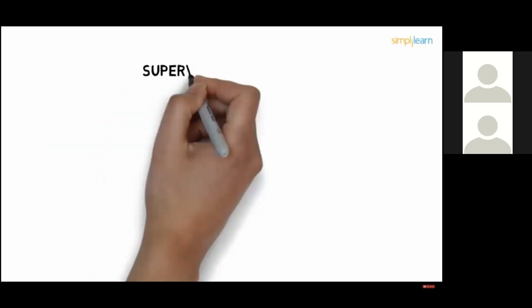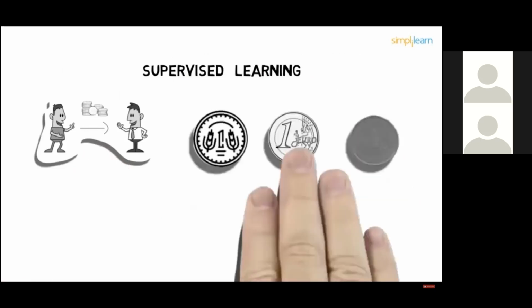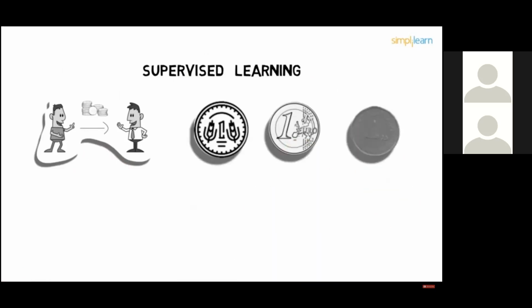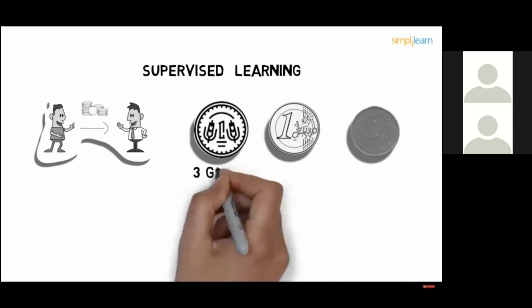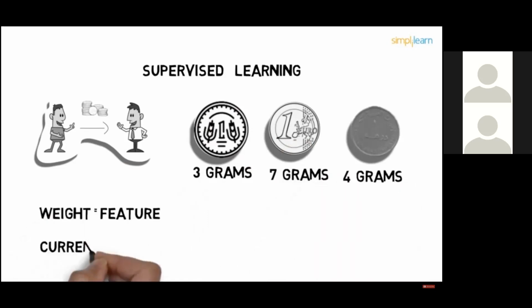Let's first quickly understand supervised learning. Suppose your friend gives you 1 million coins of 3 different currencies, say 1 rupee, 1 euro, and 1 dirham. Each coin has different weights. For example, a coin of 1 rupee weighs 3 grams, 1 euro weighs 7 grams, and 1 dirham weighs 4 grams. Your model will predict the currency of the coin. Here, your weight becomes the feature of coins, while currency becomes the label. When you feed this data to the machine learning model, it learns which feature is associated with which label.